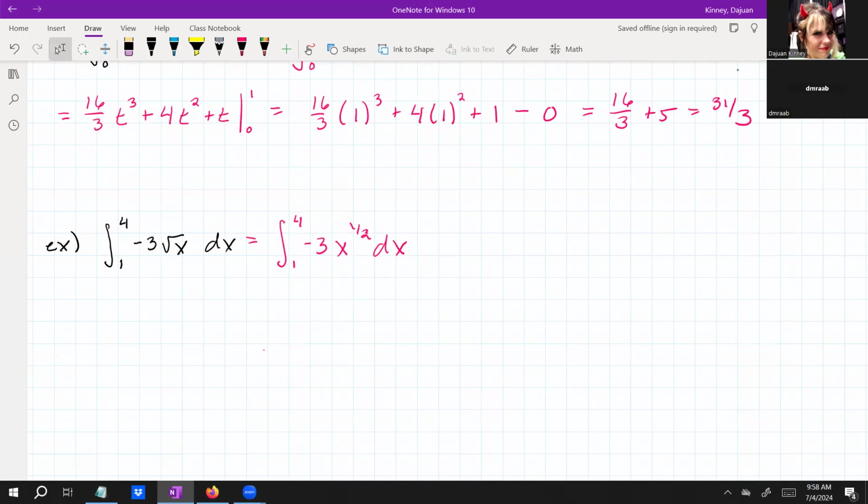Okay. So negative 3 times, add 1 to that will give me 3/2. So a 2/3 comes out front. Clean it up a touch, I get negative 2x to the 3/2, going from 1 to 4.